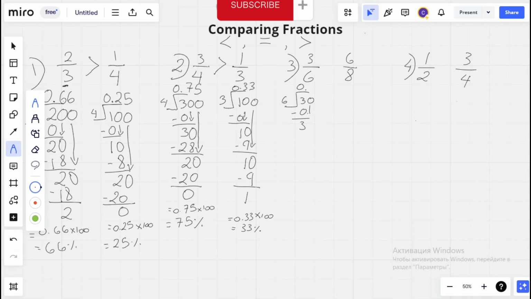Bring down the 0 over here. How many 6 can you put in 30? It is pretty simple. 5. 5 times 6 equals 30. 30 minus 30 equals 0. So our answer for this is 0.5. What do we do to turn it to a percentage? Times 100 equals 50, equals 50%.